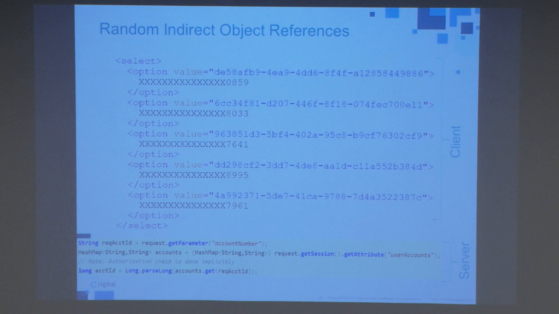Another approach is random indirect references. Now, this can be random in many different ways. I just used version 4 UUIDs. It can be any other form of random data. But instead of just an array 0, 1, 2, 3, 4, I have just random identifiers. And the hash table mapping these to the actual account numbers is stored in my session.